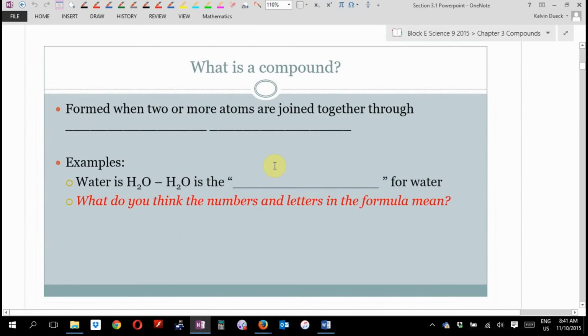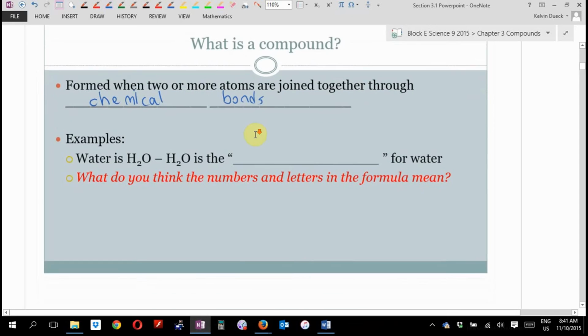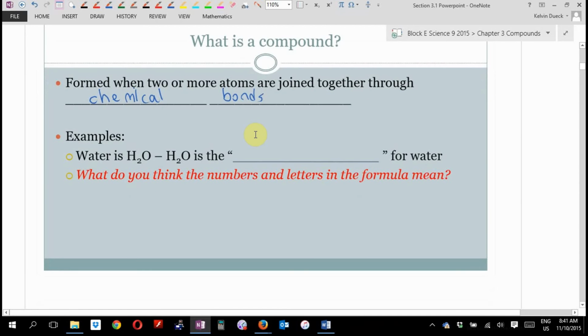What is a compound? Well, it's formed when two or more atoms are joined together through chemical bonds. There are two main types of chemical bonds that we'll be talking about this year. One we'll be focusing on a lot this year. The second one I'll talk about, you'll be looking at it more in Science 10. As an example, water is H2O. H2O is really the formula for water.